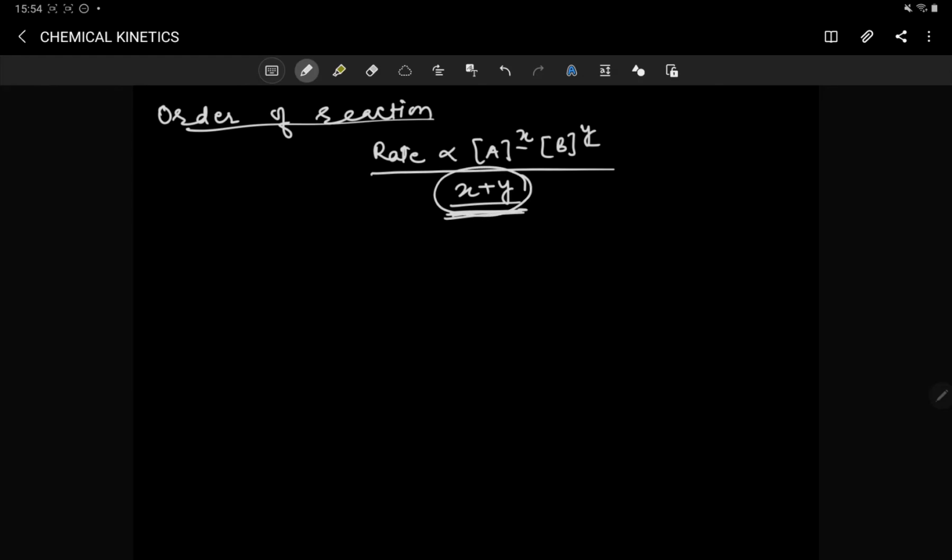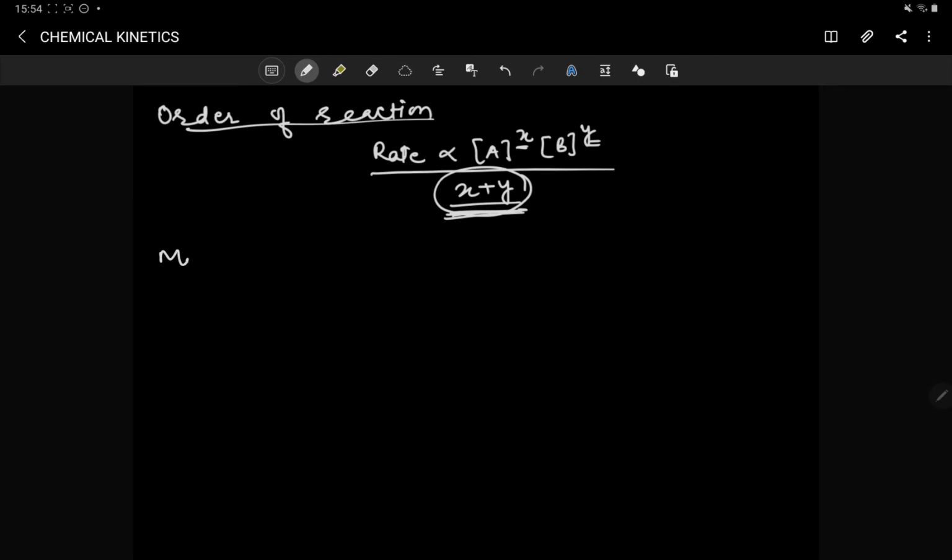This x plus y, or the order of reaction, can be determined only experimentally, not simply by observing the reaction. We cannot determine the order of reaction simply by looking at it, and it is not necessary that x and y will always be equal to the stoichiometric coefficients represented in a balanced chemical equation.